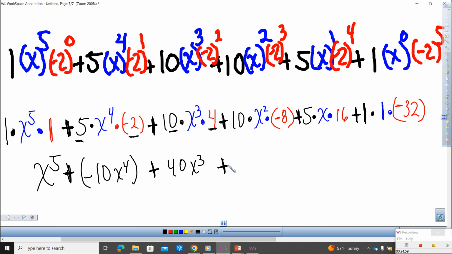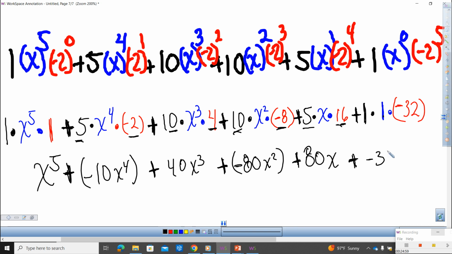Plus, what is 10 times negative 8? Negative 80. Bring down the x squared. Put that in parentheses because it's a negative. Plus, what is 5 times 16? Very good. Positive 80. Bring down the x. Plus, what is 1 times 1? 1 times negative 32. Negative 32. And we're done.